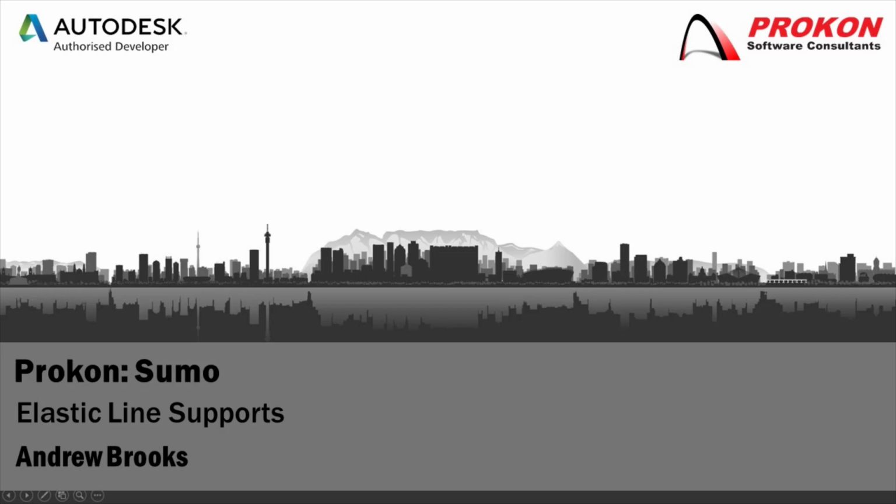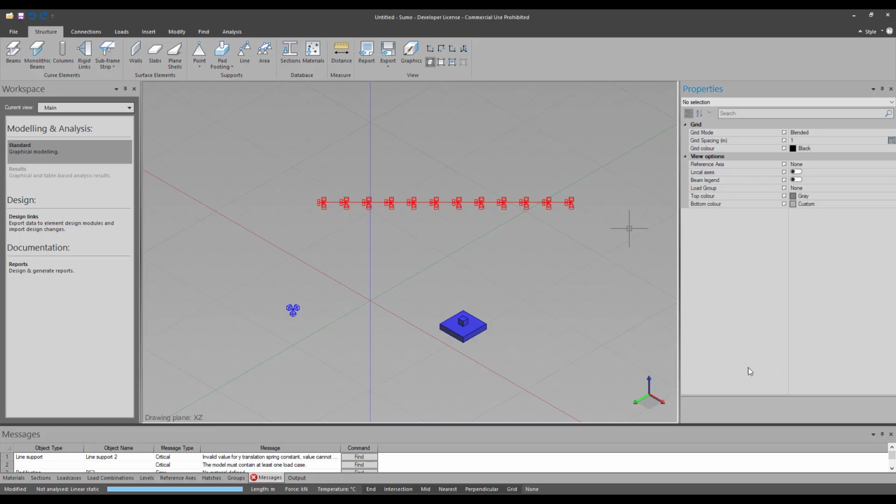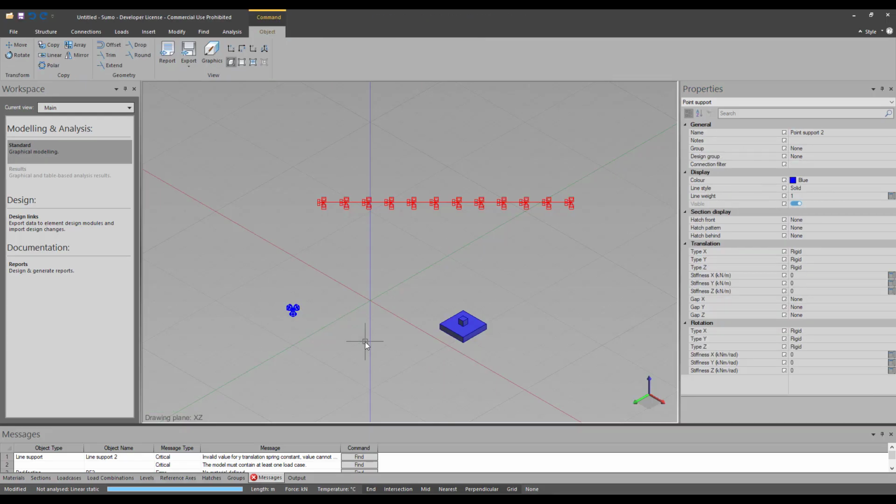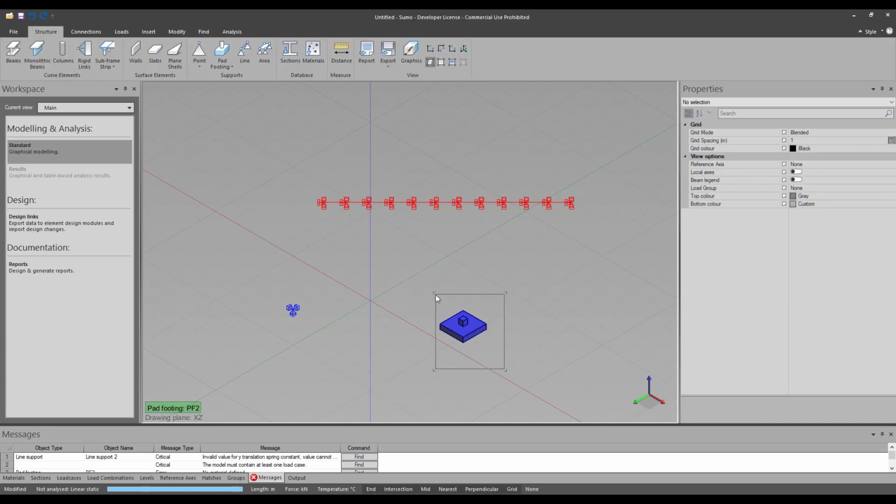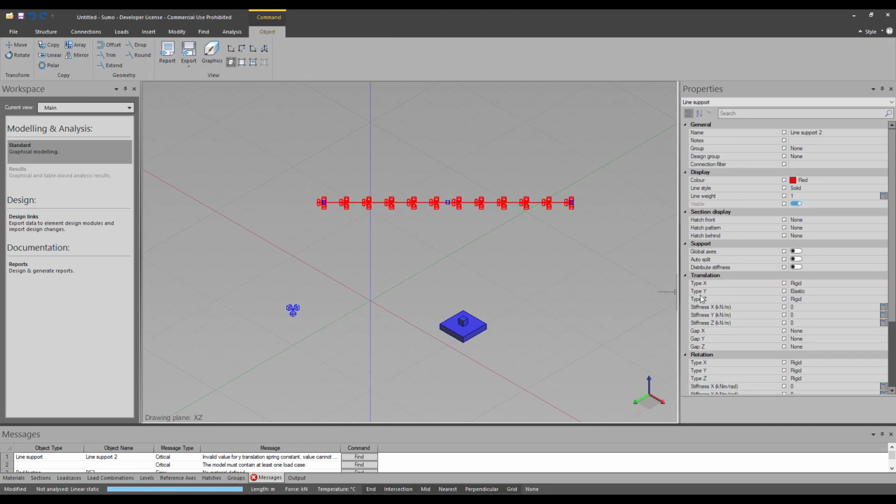Please watch this video if you want to know more about the elastic line supports in Sumo. Looking at the properties of point supports, pad footings, and line supports in Sumo, you have the option of defining a fixed or an elastic support. When working with elastic point supports, the application is trivial. However, the elastic line supports are slightly more complicated.